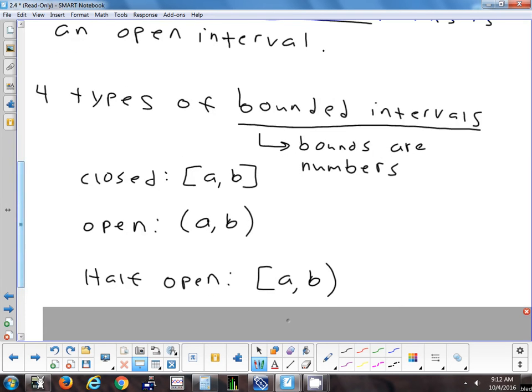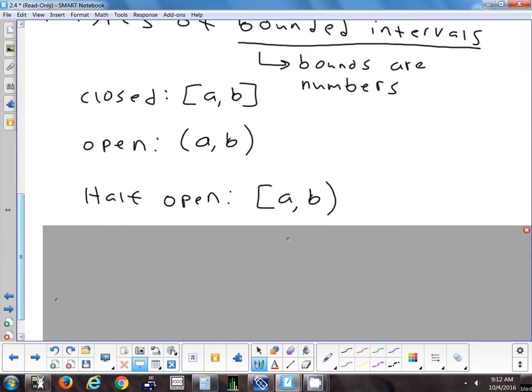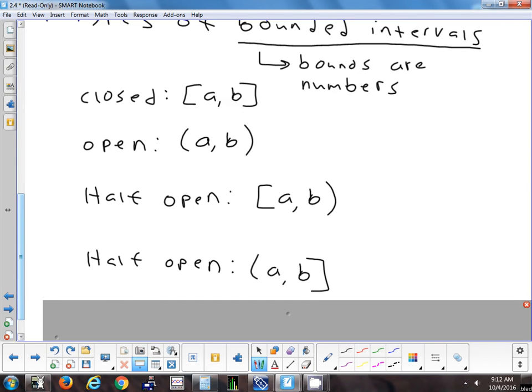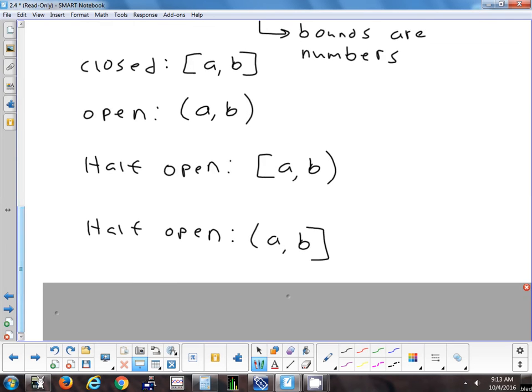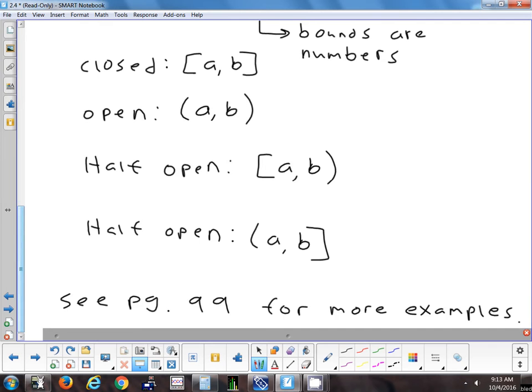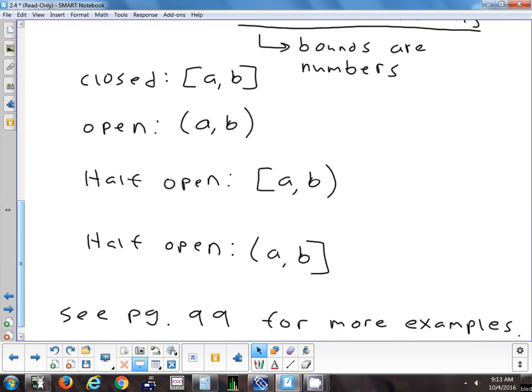And as Luke said, you can have a half open interval. Specifically, this one is half open on the right, and you could also have half open on the left. Or you could say half closed, but either way, those are the 4 types of bounded intervals you can have. On page 99, they show you some pictures. If you want to see them, I'll draw a couple of them.